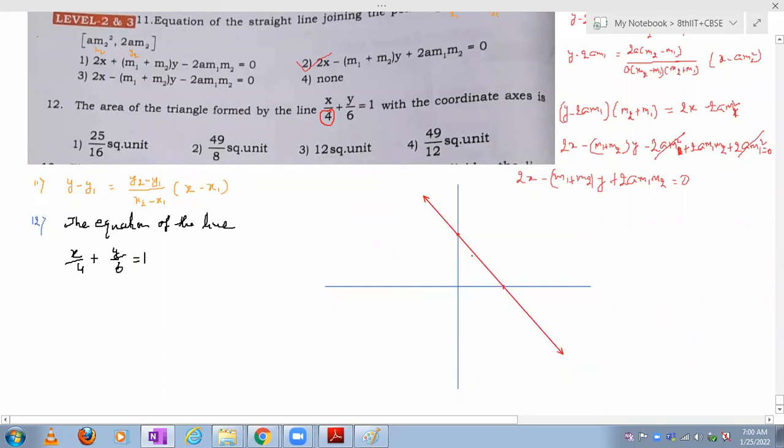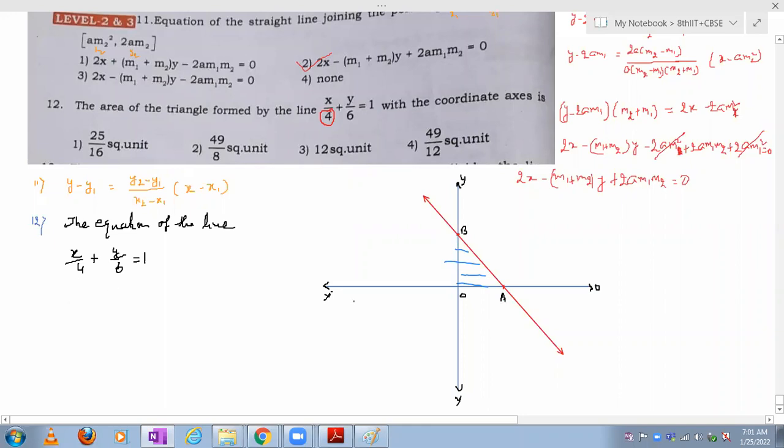He is asking, coordinate axis means this is the x-axis, x, O, x dash. That area only is asked. Y, O, y dash. Suppose I keep this point A and this point B, then the area of triangle OAB is asked. Tell me what is the area of the triangle?